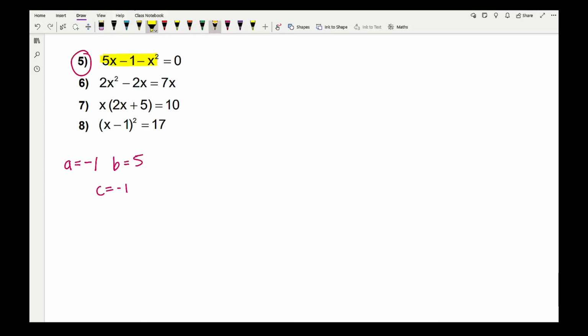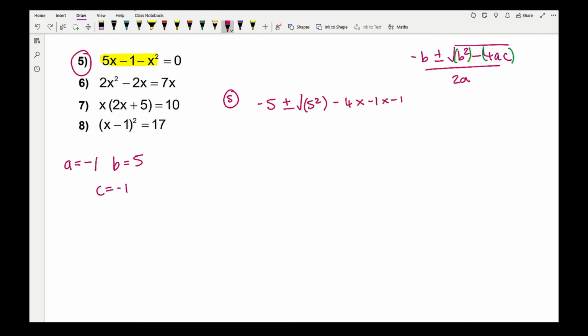The next thing we need to move on to is using these values to substitute into the formula. Although I've got it off the screen, let me quickly write down the formula. And again, I would always recommend that you put brackets around the b squared and around the 4ac. So with question 5, I'm going to substitute straight in. I've got minus 5 plus or minus, and it's going to be 5 squared minus 4 times minus 1 times minus 1, again putting that in brackets, that's all being square rooted, all divided by 2 times minus 1.